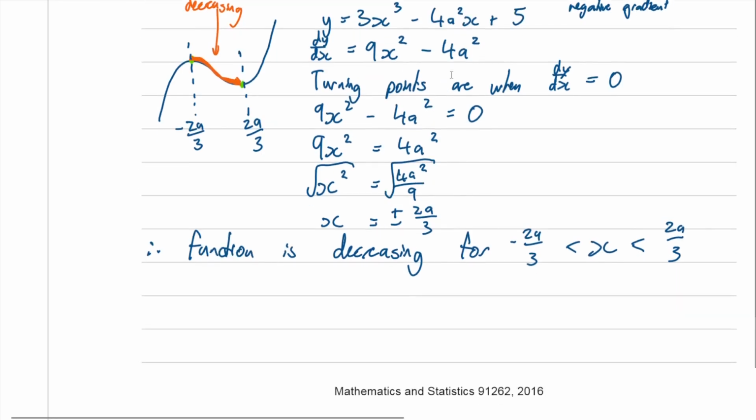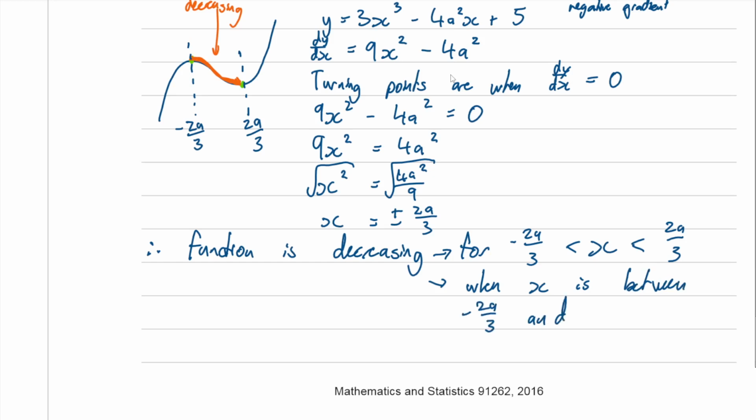Or, in a sentence, it is decreasing when x is between negative 2a over 3 and positive 2a over 3. Again, the expected answer is to use interval notation with the angle brackets, because this is reading that x is greater than negative 2a over 3, but not including, and it's also less than 2a over 3, not including.